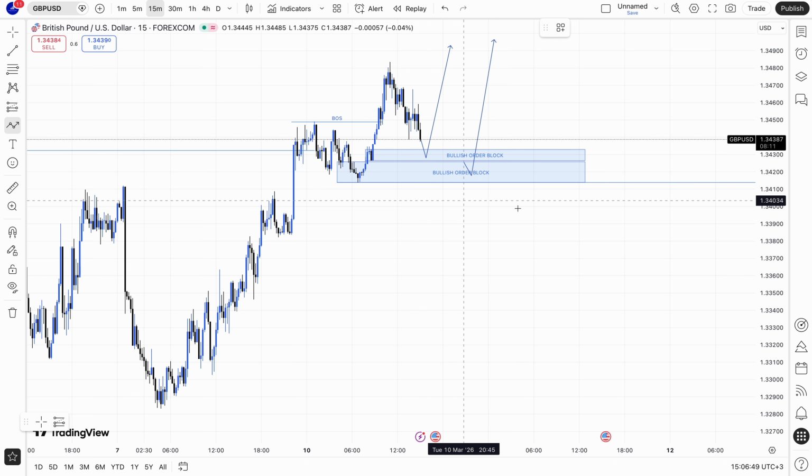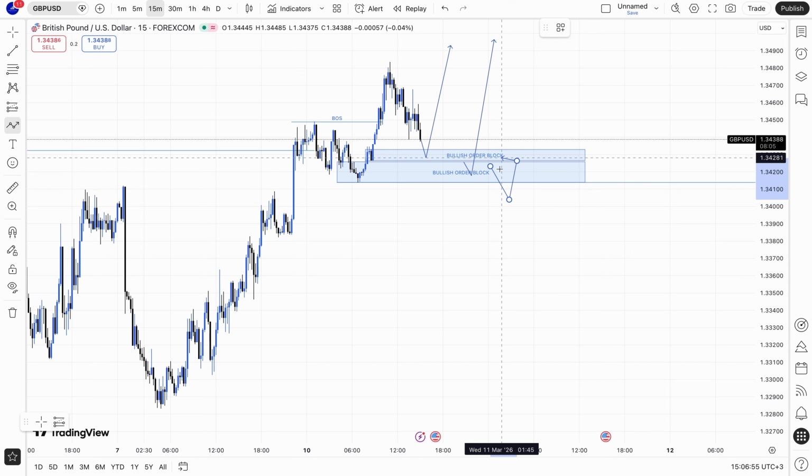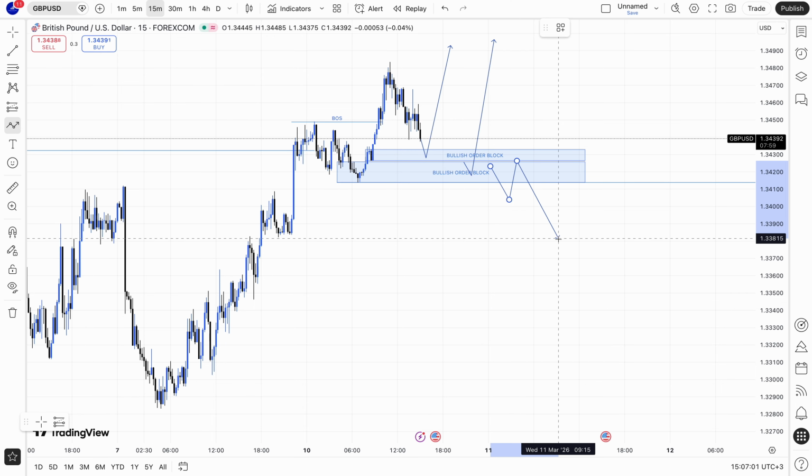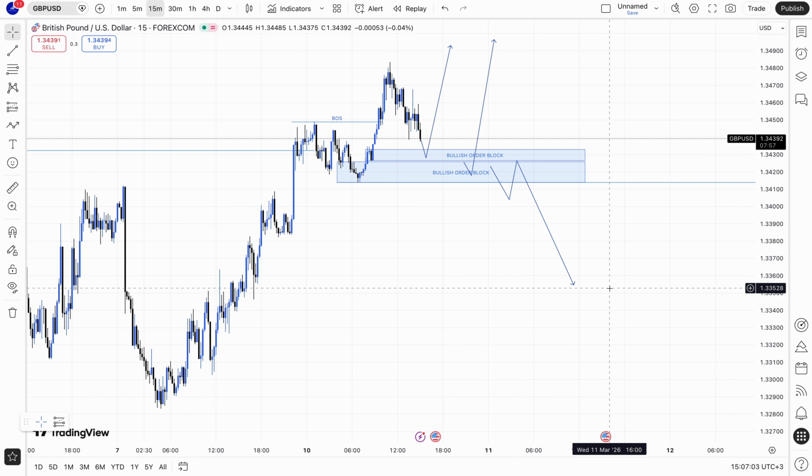Then scenario number three, if the price disrespects these two order blocks, I'll just wait for the break, then a retest. On this retest, I'll look for that sell confirmation, and then I continue selling. That's it. We just have to be patient right now.